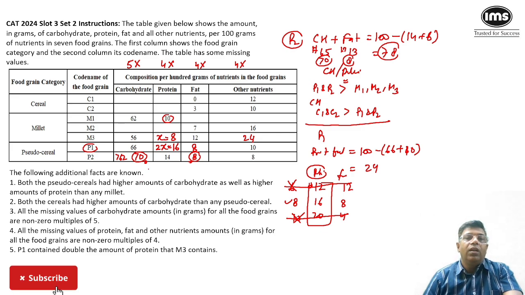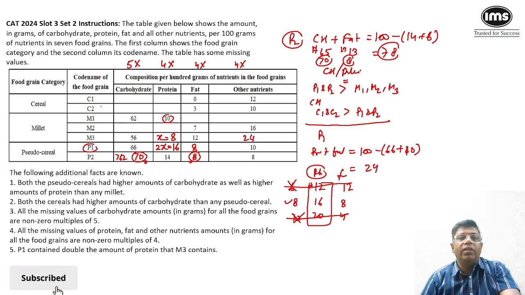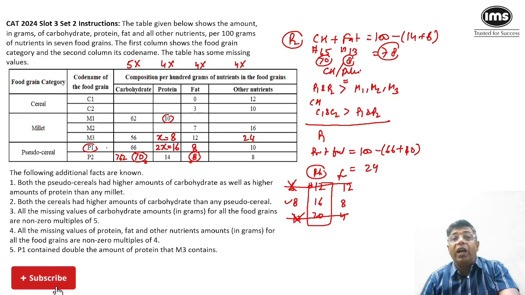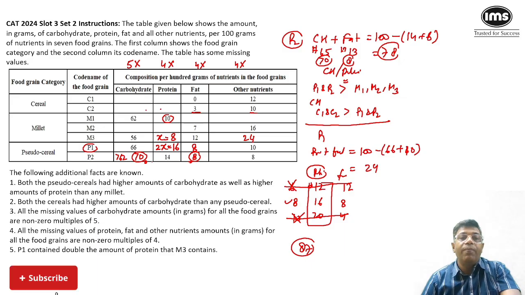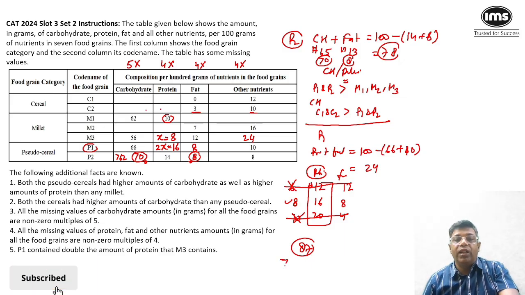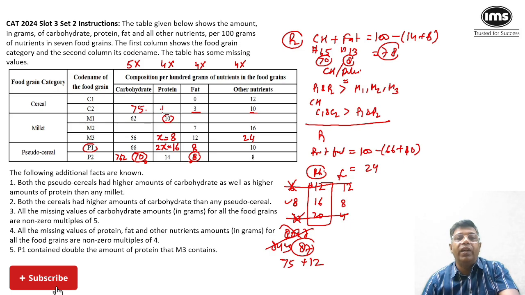Nice. Now what about C1 and C2? Now we know that the value of C1 and C2 has to be higher than the respective value of carbohydrates in P1 and P2. Think about this. C2, 3 plus 10, 13. So the summation of these two values has to be 87. Now 87, one part has to be a multiple of 5 and should be more than 70. So I'll start from 75 plus 12, possible. 80 plus 7 not possible, 84 plus 3 not possible. So we are left with one value, that is 75 and 12.